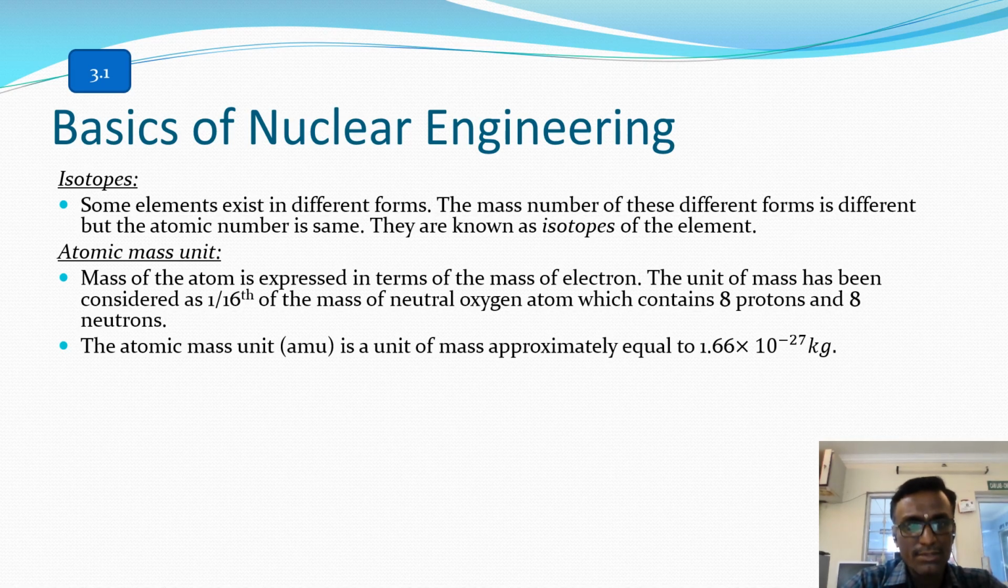So this atomic mass unit is a very important thing that has to be taken into consideration for the power that is exposed with the help of the particular given atom, right? The mass of the atom is expressed in terms of the mass of the electron. The atomic mass unit is generally given as 1.66 into 10 power minus 27 kg.